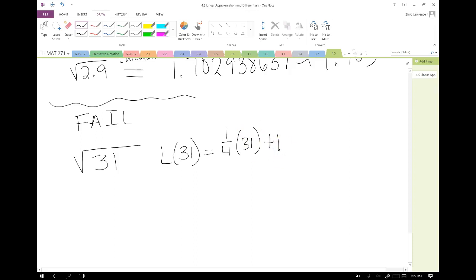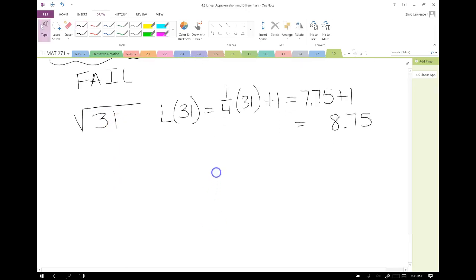So 1/4 of 31 is 7.75. And then we have to add 1 to it. So we get 8.75. So according to our tangent line, we think that the value for square root 31 is roughly 8.75. In the calculator, I have a feeling it's not going to be as close.